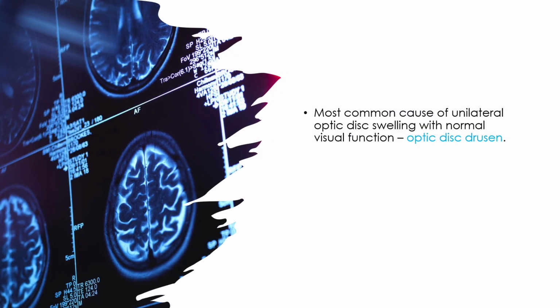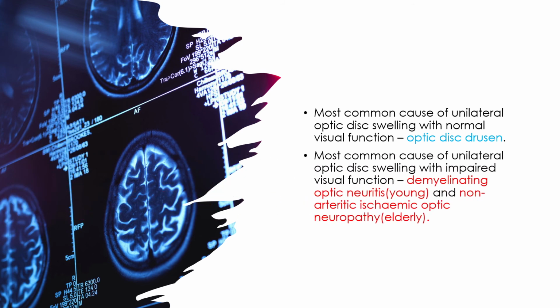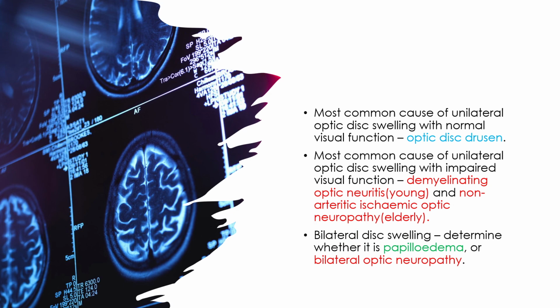So the most common cause of unilateral optic disc swelling with normal visual function is optic disc drusen. And the most common cause of unilateral optic disc swelling with impaired visual function is demyelinating optic neuritis in the young and non-arteritic ischemic optic neuropathy in the elderly. Whereas when we have bilateral disc swelling, we have to determine whether it is papilloedema or bilateral optic neuropathy. And this can be done with proper history, examination, and investigation.